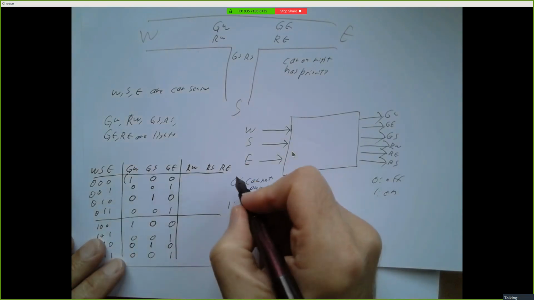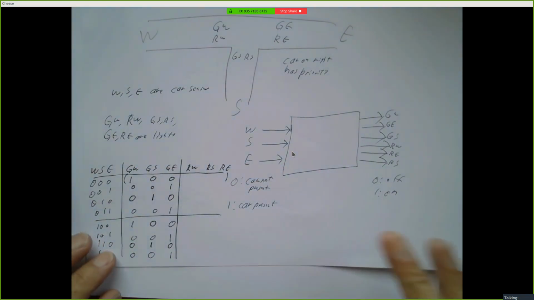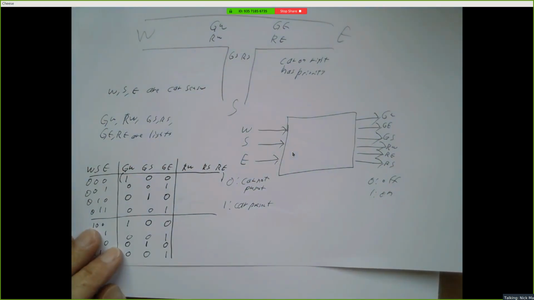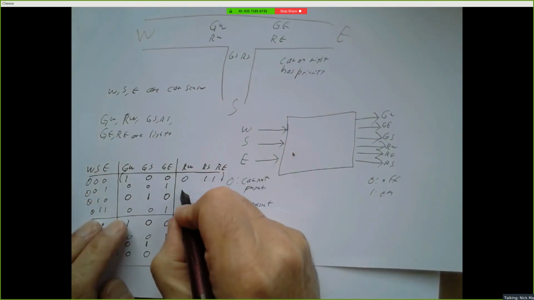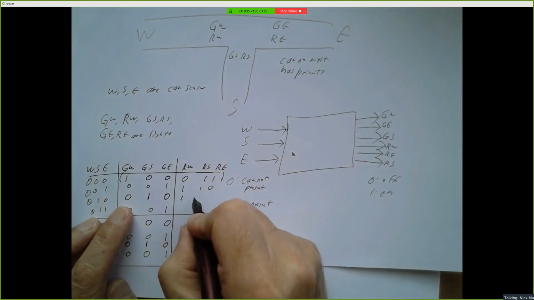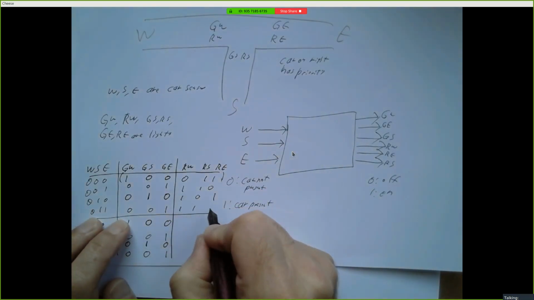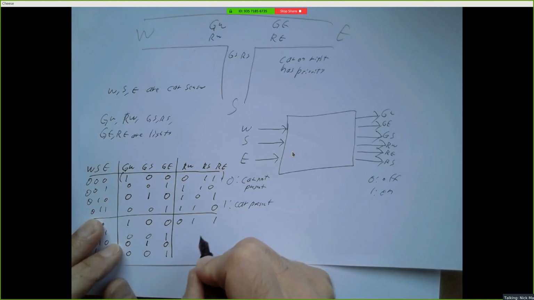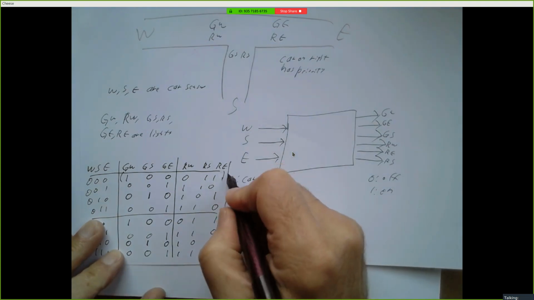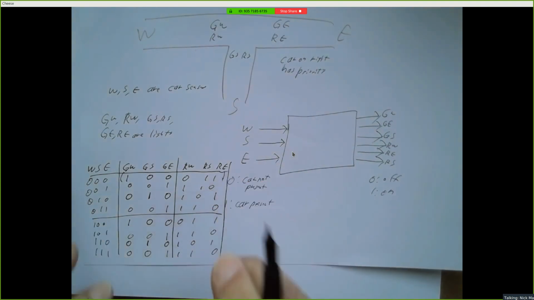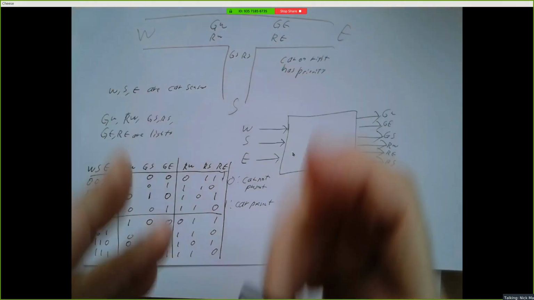Okay, so I'll put that in parentheses. And then the west is just the opposite of, the reds are just the opposites of the greens. So this will be 0, 1, 1. This will be 1, 1, 0, 1, 0, 1, 1, 1, 0. Because we know that the red light is always doing whatever the opposite of the green light's behavior is. So there's our truth table. Okay, and that's derived from the problem definition.